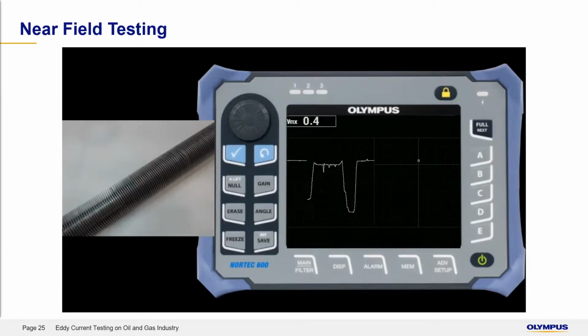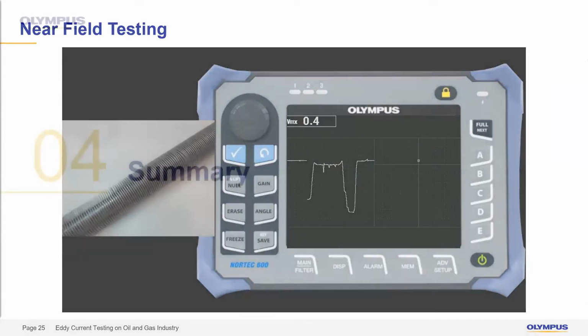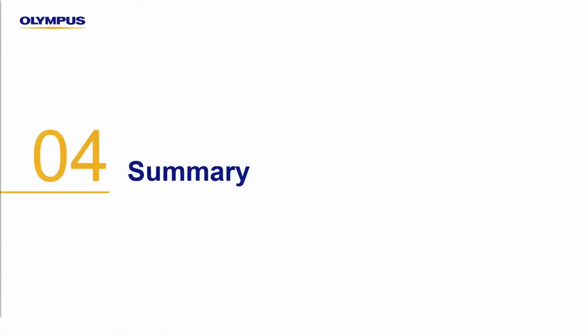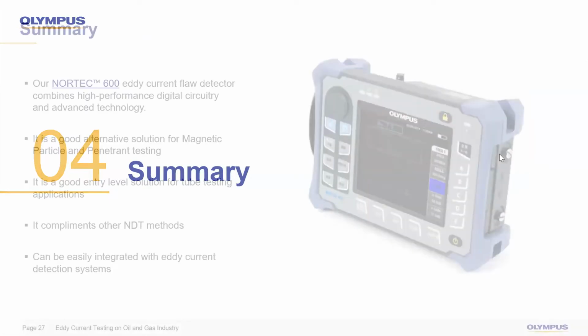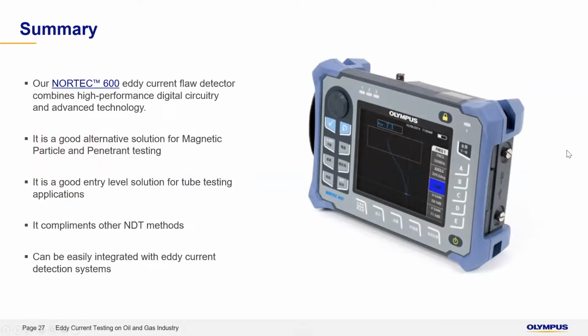Thank you, Franco. All right, so in summary, after you have watched the videos and the presentation: with the Nortec 600, Olympus has combined its latest advancement with high performance digital circuitry and eddy current flaw detection into one compact and durable portable unit. Its screen is crisp and vivid, about 5.7 inch, and the Nortec 600 can produce highly visible and contrasting signals in any lighting condition.